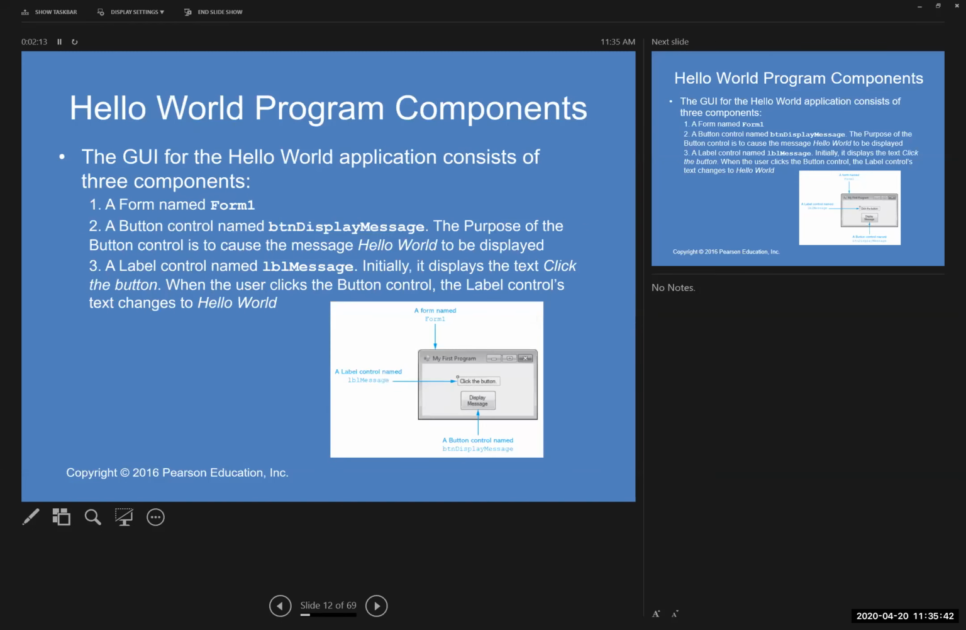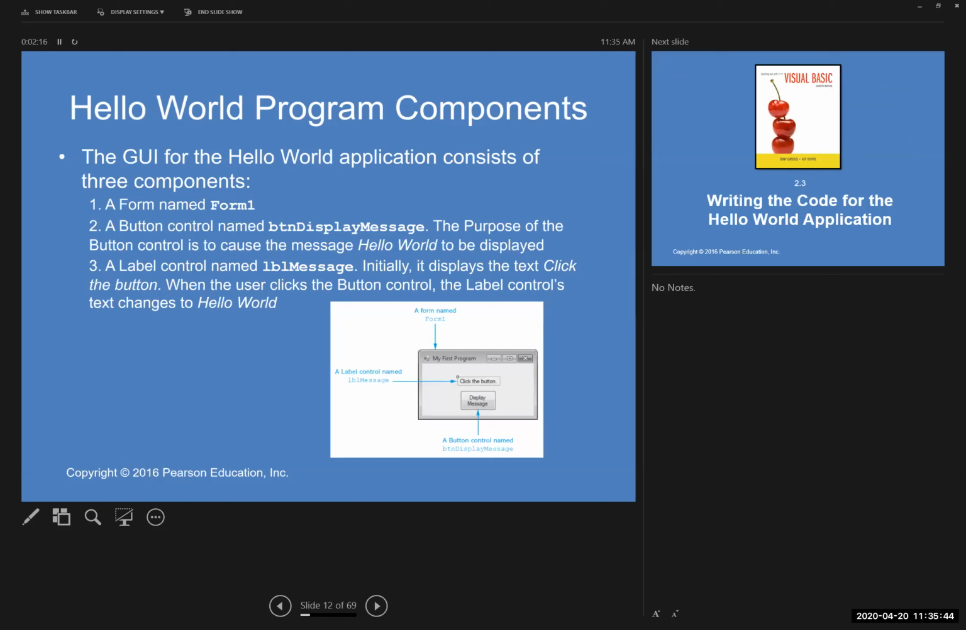Right, so this is basically the idea, we have these controls. These are good names: if you can see in here, this is LBL message, right? And this is a button, it's BTN display message, right? How do we program the button? If we need to program this application, what would be the code that you need to write to program this button? Right, let's go ahead and do that.